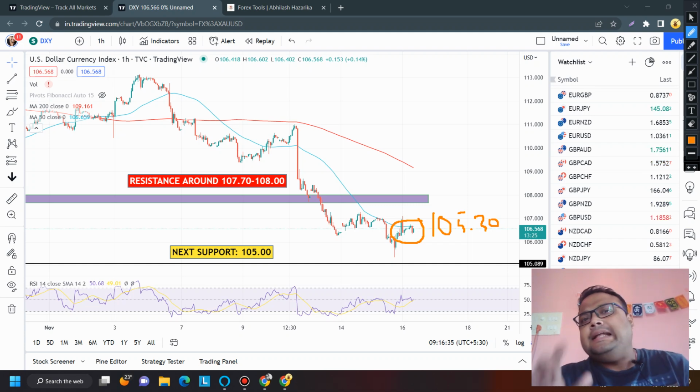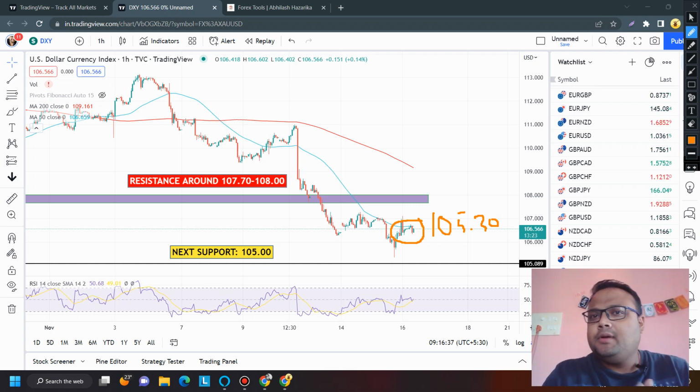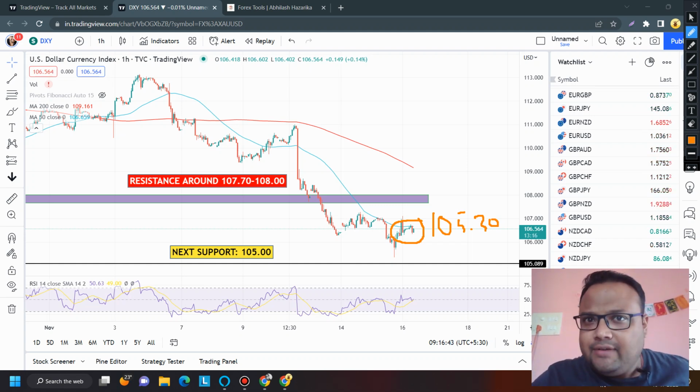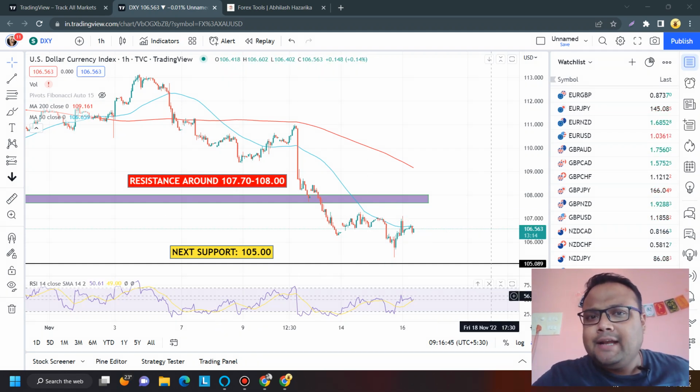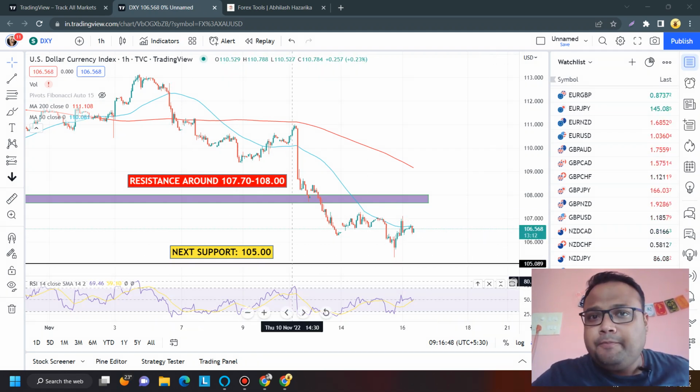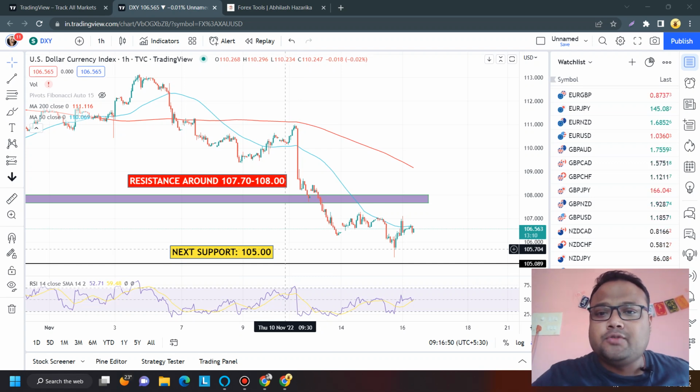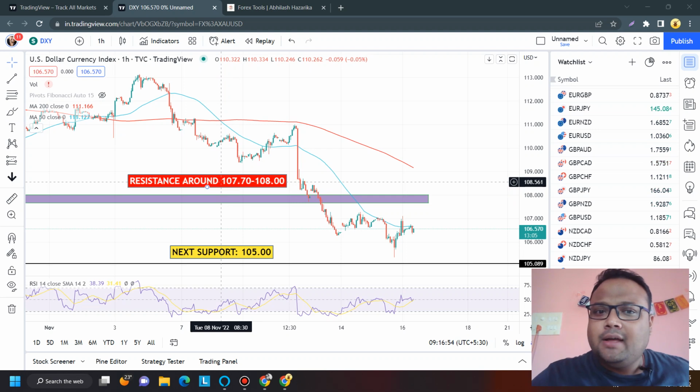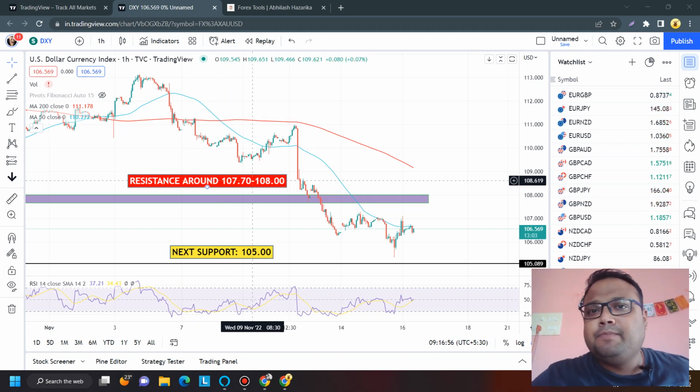So overall the levels that we have been talking about on the chart of DXY have not changed at all. The next big support for DXY is around the 105 level. So in case the market falls again, we can look for 105 as the next support for DXY. And in case DXY tries to recover, then 107.70, 108 will act as the next peak resistance.